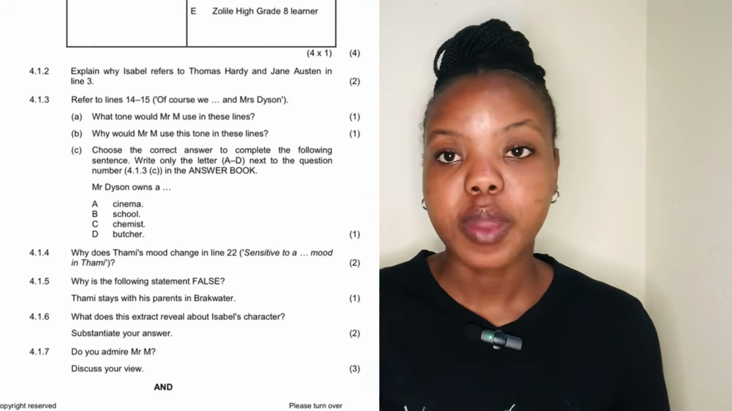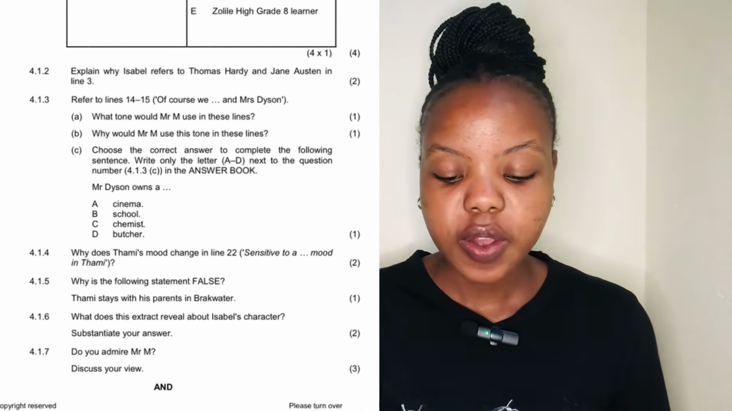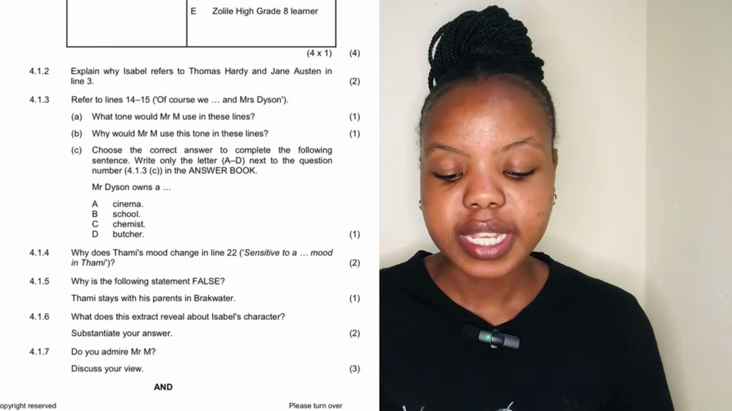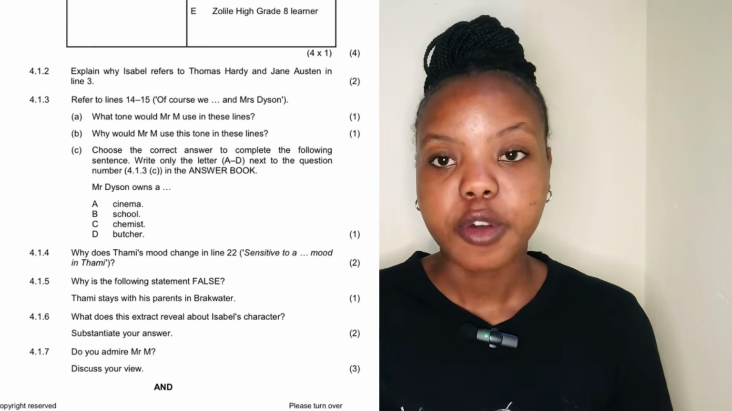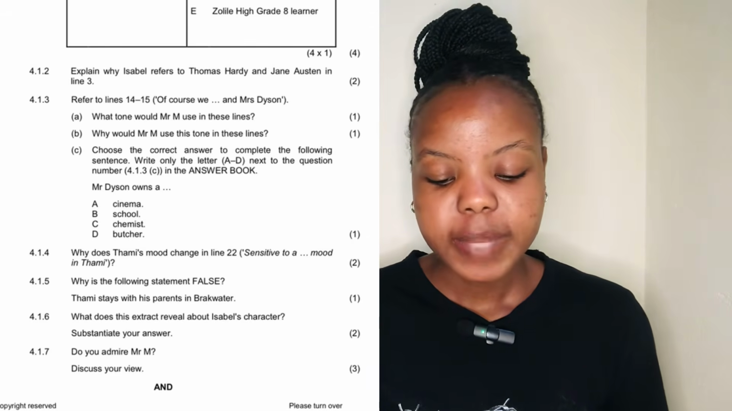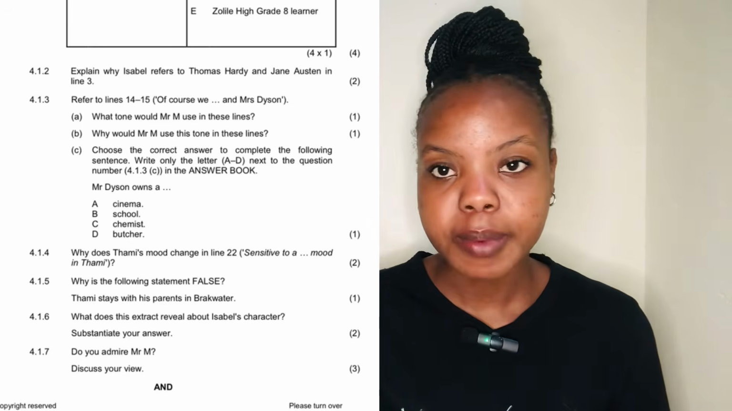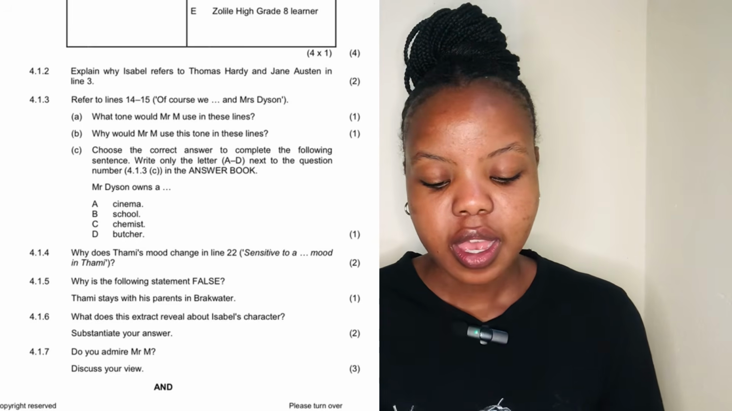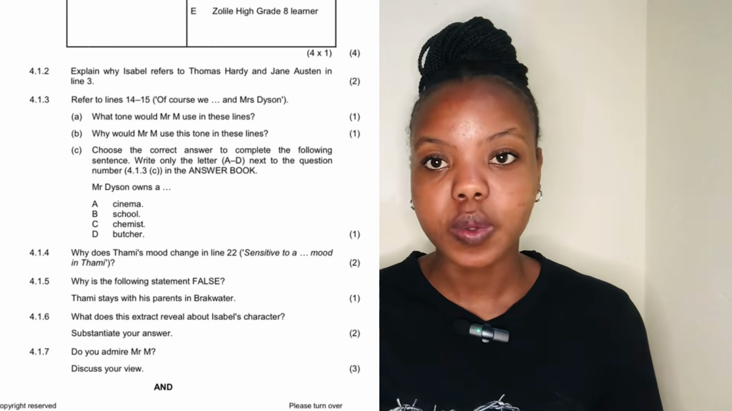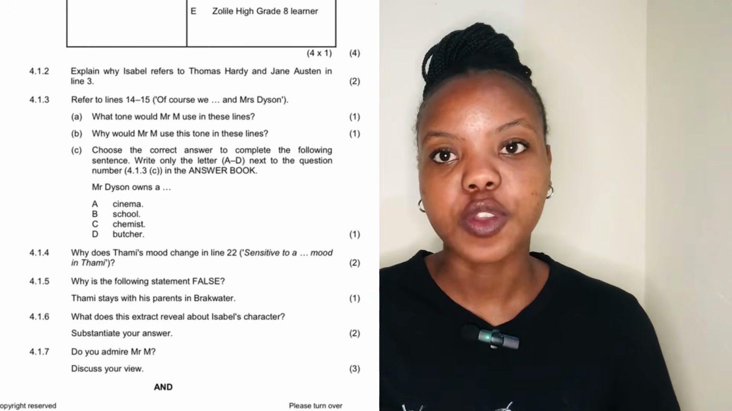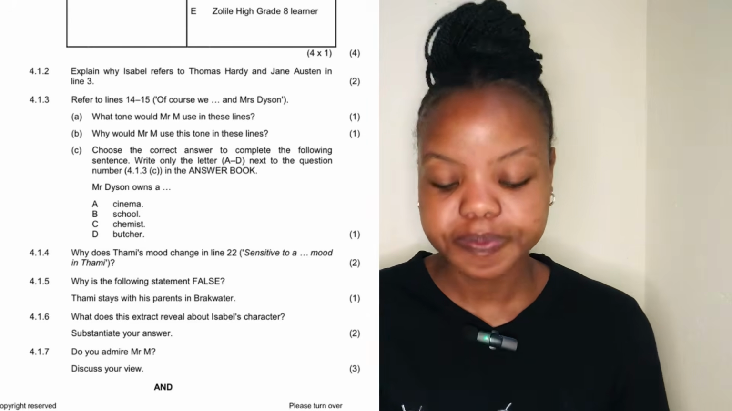And then 4.1.3C: Choose the correct answer to complete the following sentence. Write only the letter A to D next to the question number 4.1.3C in the answer book. Mr Dyson owns a cinema, a school, a chemist, or a butcher. What does he own? He owns a chemist, and then you have your 1 mark. So the correct answer in this case is C.